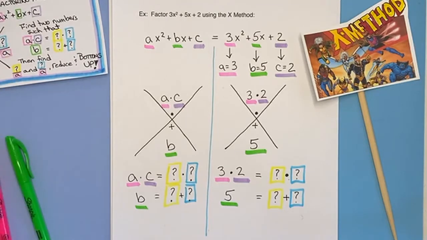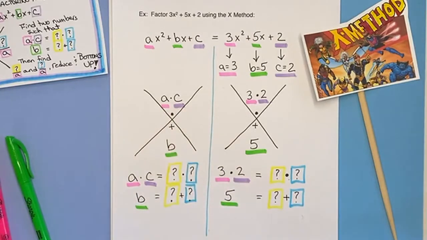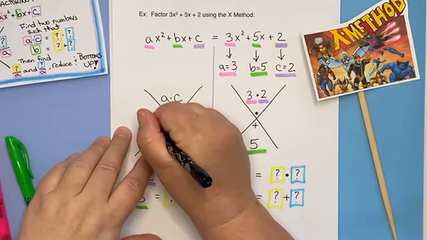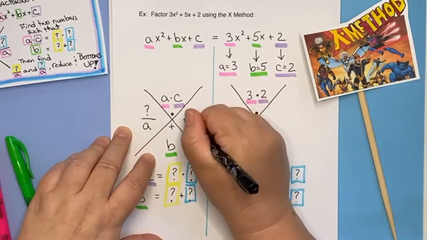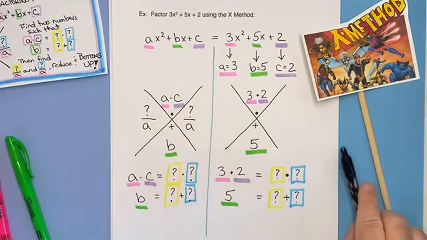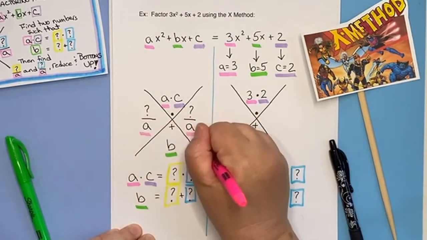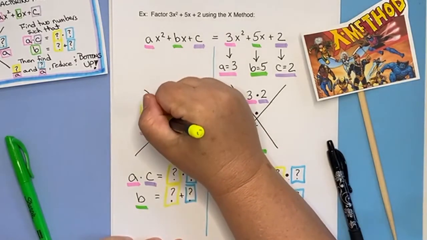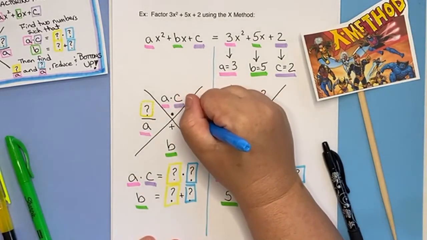What else should we do? Well, we've got these two spaces over here. And again, this is different depending on your type of X method. But what I learned is that we put the question mark over A over here and the question mark over A over here. So what the heck does that mean? Well, what we're going to do is come up with these two question mark numbers, because we've got a pattern that we can solve.